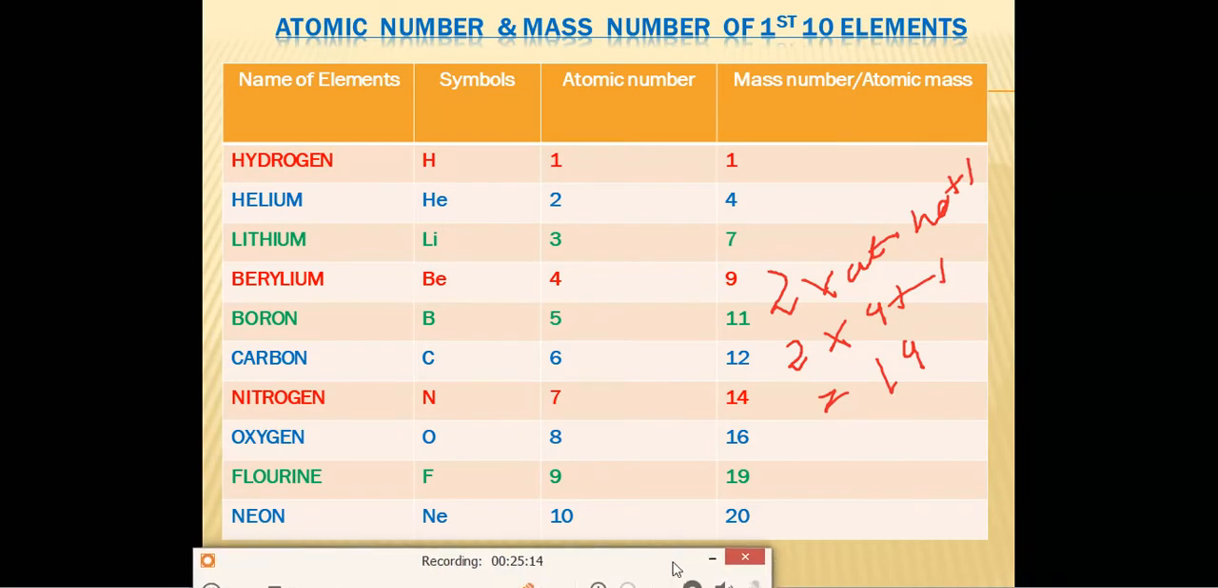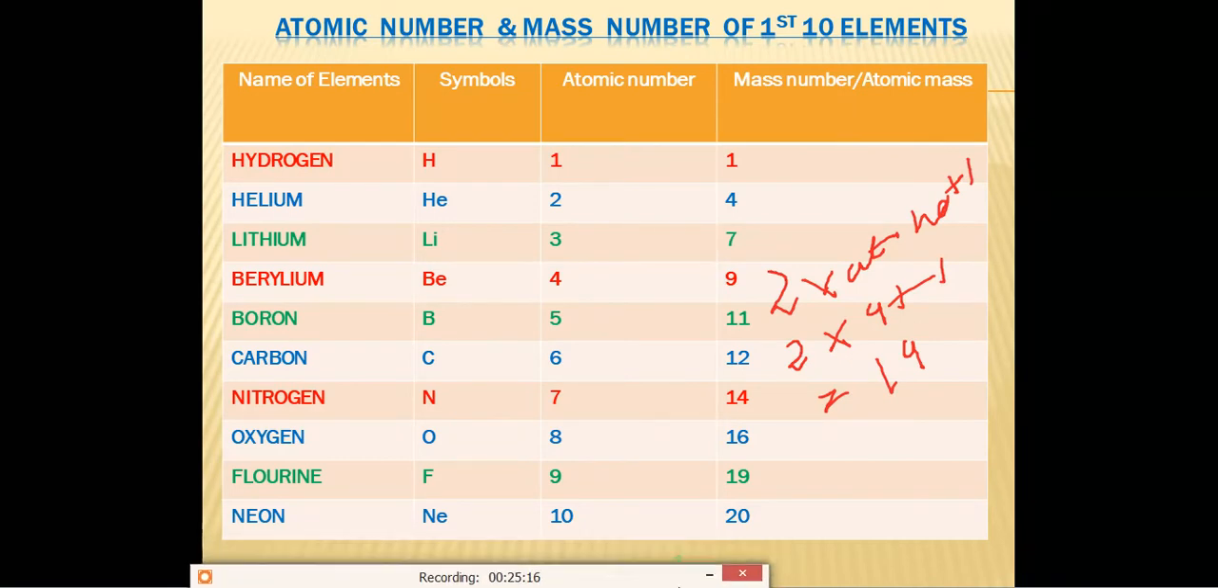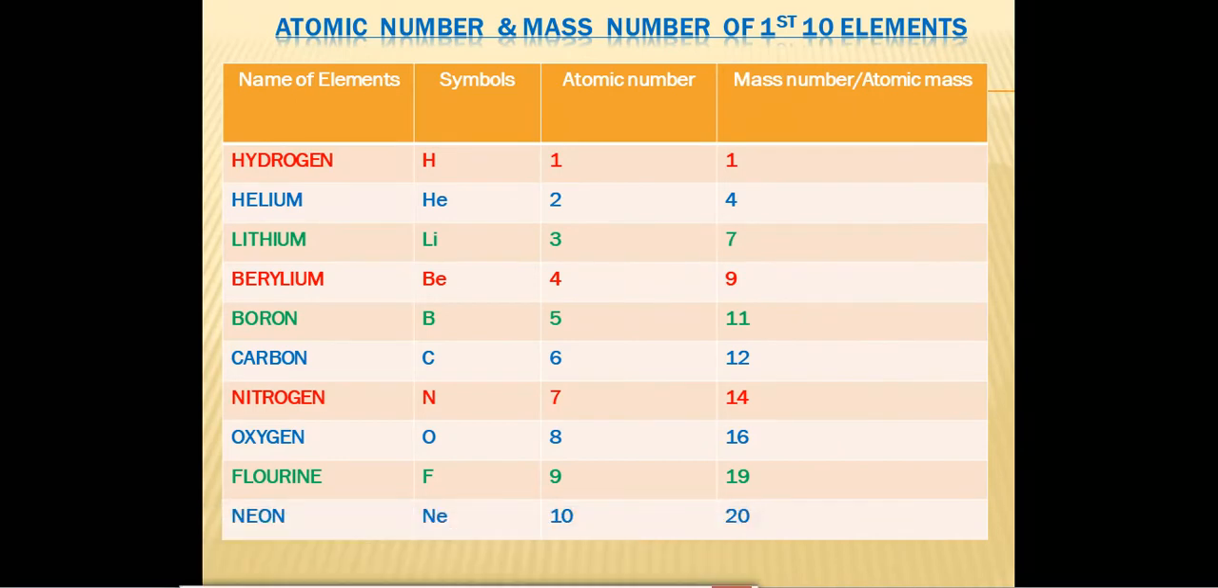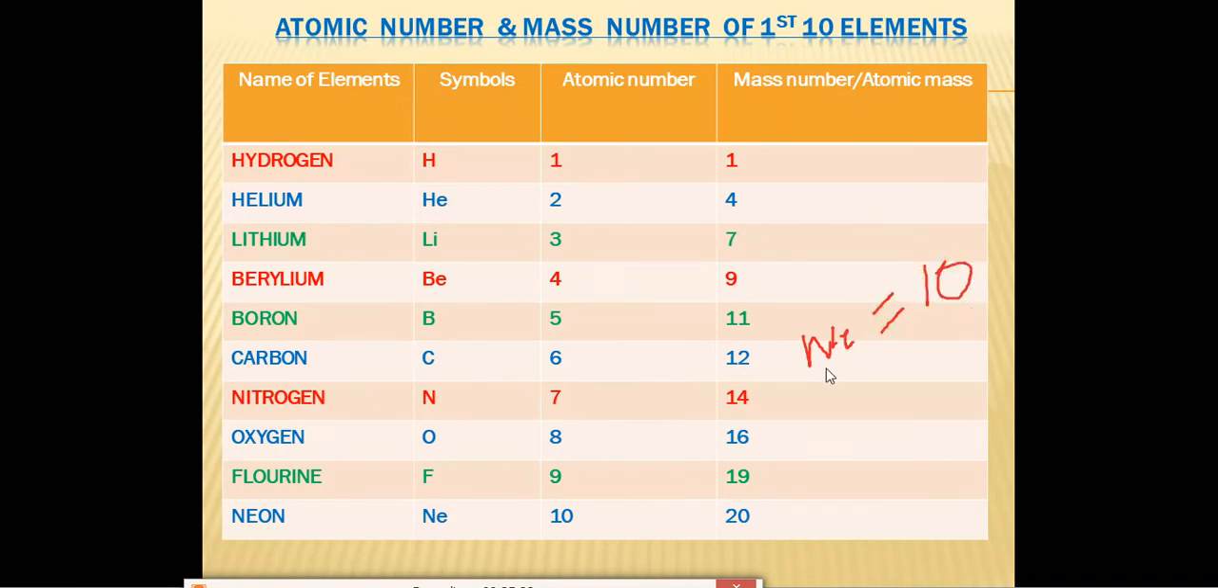Okay, and the last element in this page is neon. Neon is having an atomic number of 10. Okay, 10 is our even atomic number, right? Which formula will we use? 2 into atomic number. 2 into 10. How much you will get? 20. Okay, so 20 is the atomic mass of neon.